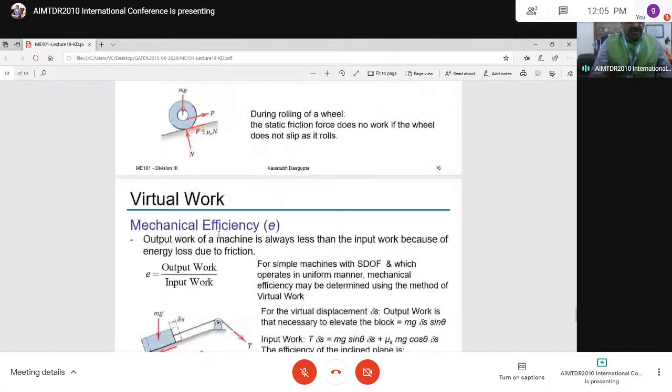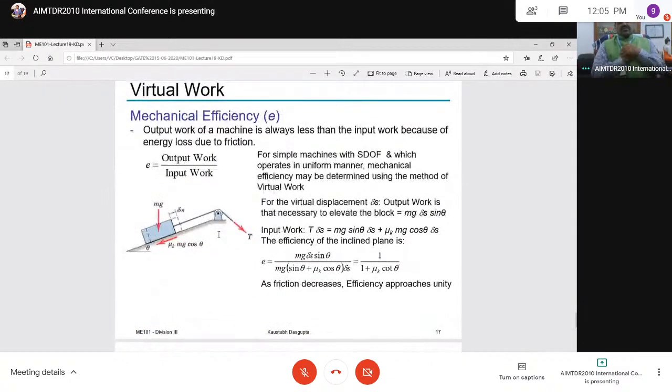Not only that, you can calculate the efficiency also: output by input. The system is getting energy here; for the virtual output work, it is necessary to elevate the block, mg cos theta. The efficiency of the inclined plane is this, mg cos theta. Input work is T into delta S. This one.